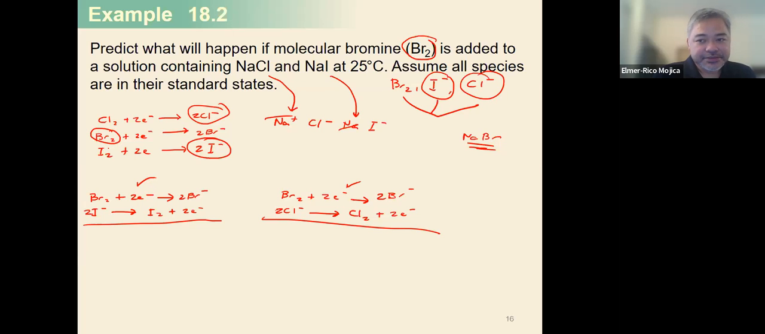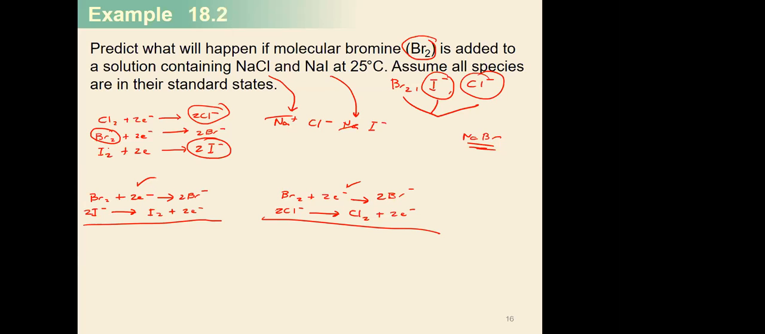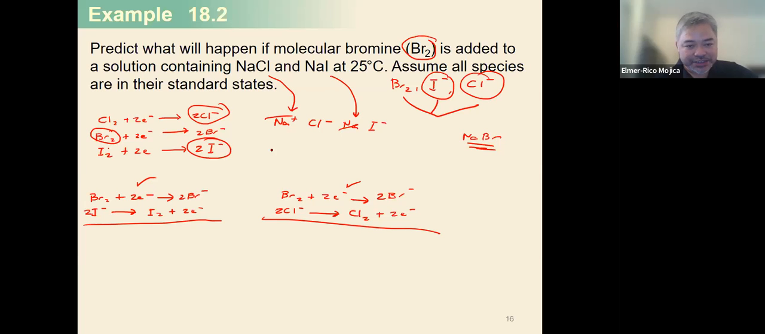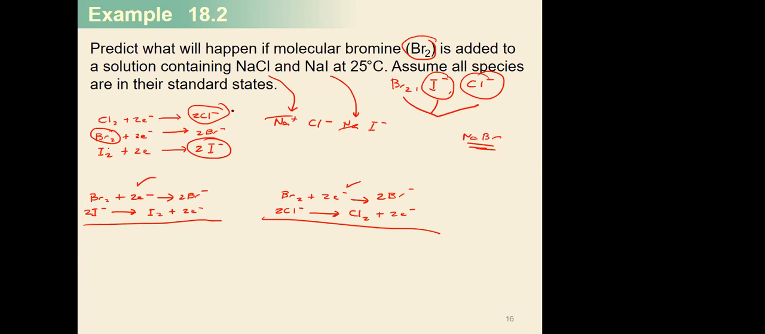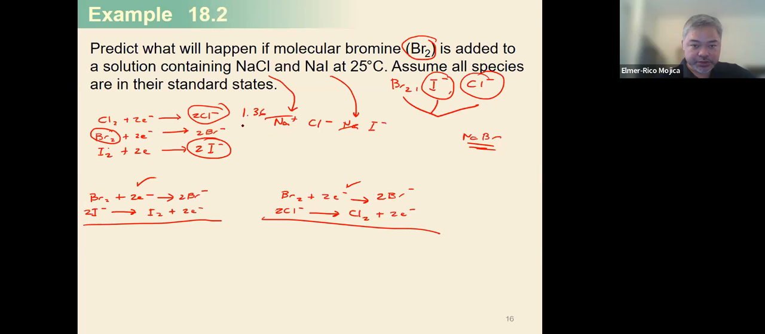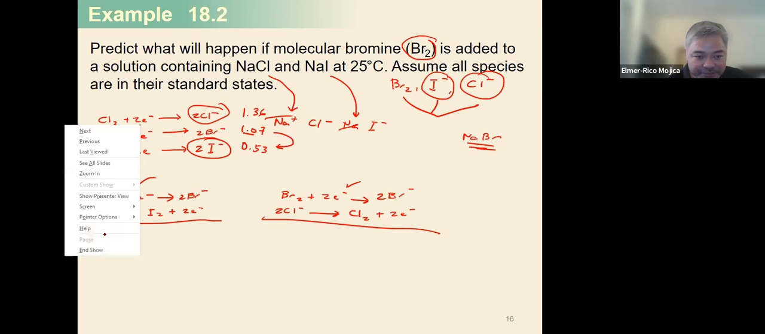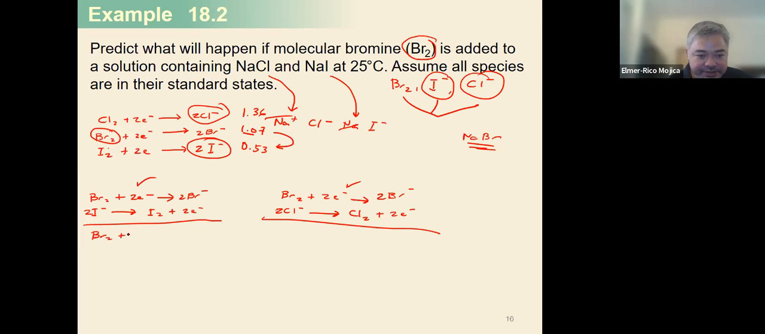Okay? Why did I say only one is spontaneous? Because one of them has a higher reduction potential than the other. Remember, you have here what? 1.36, 1.07, and then 0.53. So in this case, that means this will tell this one to oxidize, but this cannot tell this one to oxidize. So the reaction that will happen spontaneously is this.